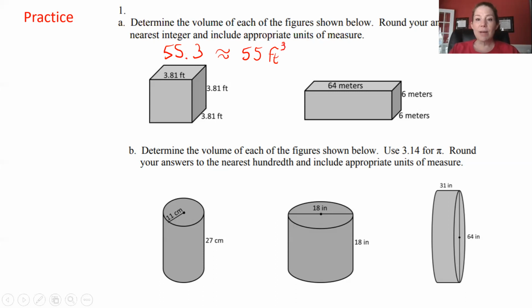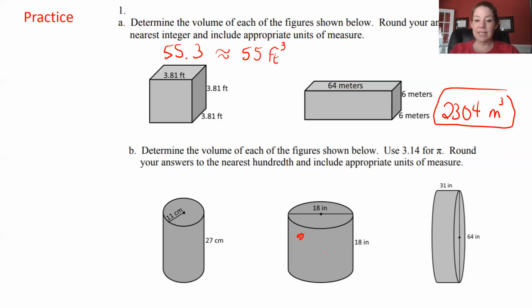All right. What about this rectangular prism? We have 64 meters by 6 meters by 6 meters. So it shows us that the ends are squares because the dimensions are the same. But the height of the prism is 64. So we're going to multiply 6 times 6 times 64, and we get 2,304 meters cubed. That is the volume of that rectangular prism.